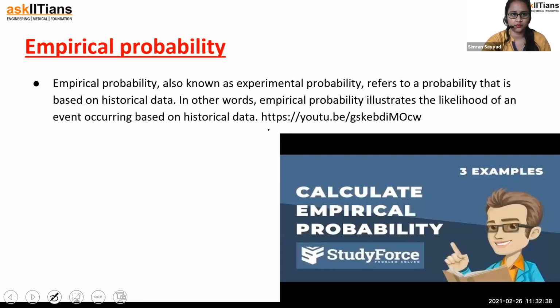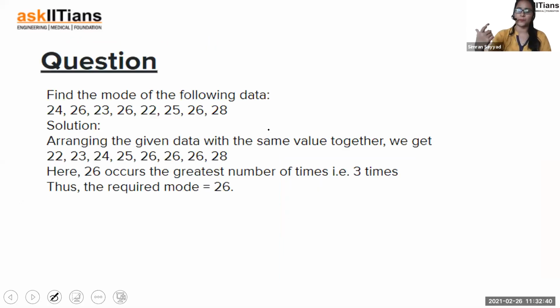Okay, so first we'll quickly solve the problems on mode, median, whatever we have, and then we'll go to the probability part. Okay. Yes. So find the mode of the following data. Yeah. So this is your data. What we have to find is the mode. So what is mode, students?